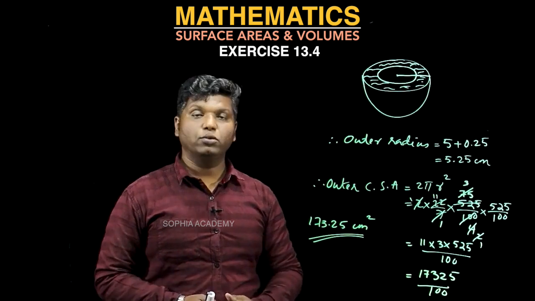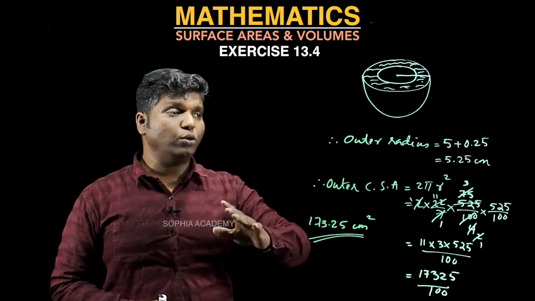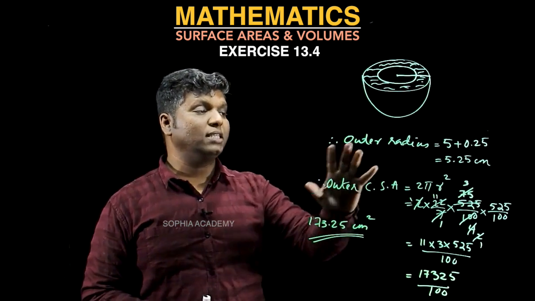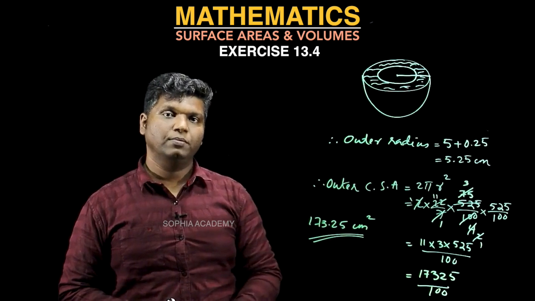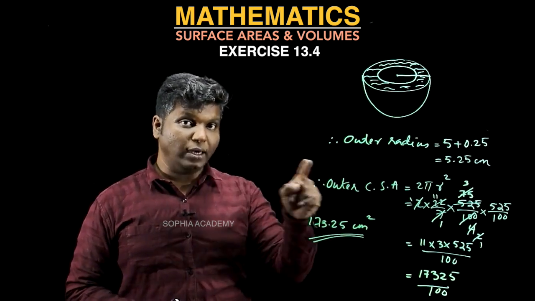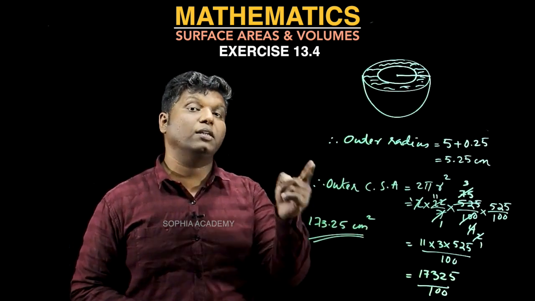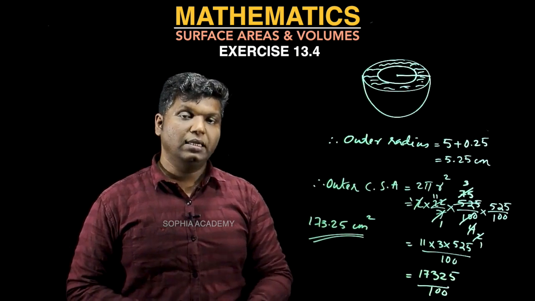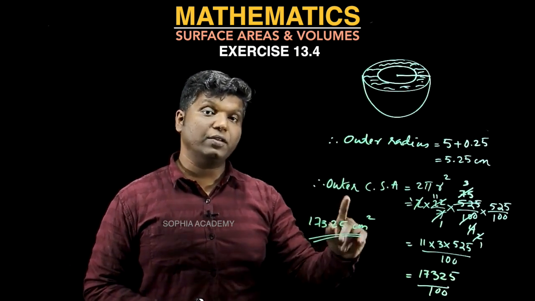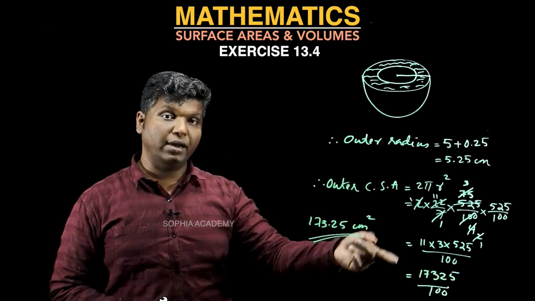So this is the way to deal with it. The main thing you have to understand is whenever you get a question, you have to write what is given in the question, and what is required, meaning what is being asked. From that you can understand whether your requirement is there or not. Here our requirement is the curved surface area of the outer segment. So the outer curved surface area.